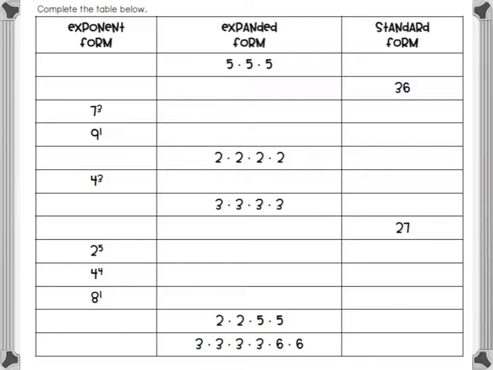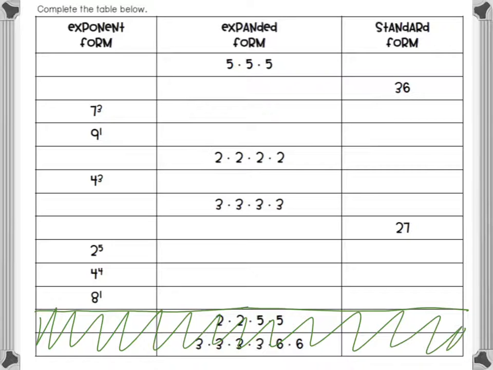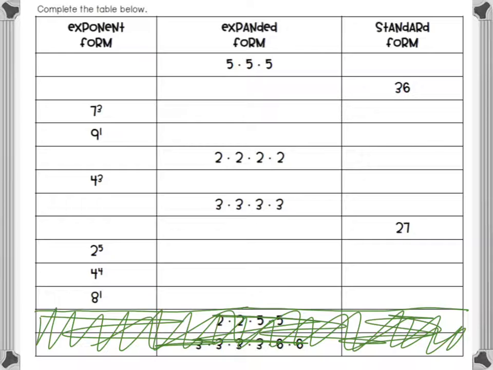Now we're not going to do these problems down here at the bottom. We're not ready for that yet. We're not quite old enough for those yet. We'll be old enough in a few days, but right now we're not ready.